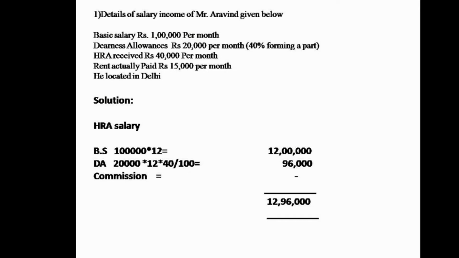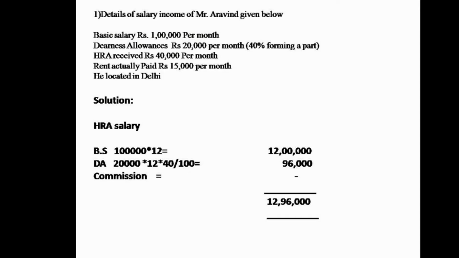Now here the formula part amount is just 40%, not the whole amount. So we have to take the DNS allowance, actual DNS allowance 20,000. That is also given per month. We have to find out for 1 year, that is into 12, and only 40% has to be considered. So the amount coming is 96,000.